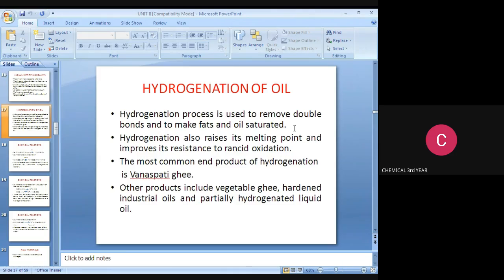Hydrogenation of oil. The hydrogenation process is used to remove double bonds and to make fats and oils saturated. Hydrogenation also raises its melting point and it improves its resistance to rancid oxidation. The most common end product of hydrogenation is vanaspati ghee. Other products include vanaspati vegetable ghee, hardened industrial oils, and partially hydrogenated liquid oils.